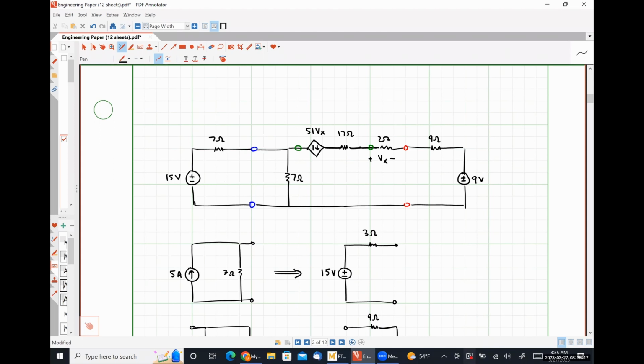We could add the 17 and the 9 together for sure. So 17 plus 9 is 26. Throw that over here. We could combine the other one too, but it's going to be a little bit wonky, like it would just be 9 minus 51 Vx or something like that. Probably best to just leave it as it is. There is something that we can do though here.